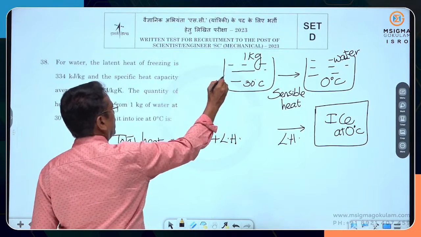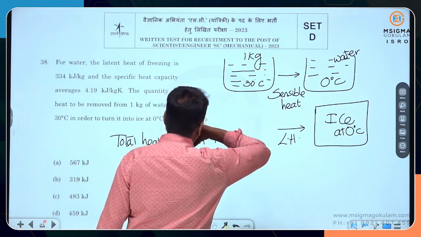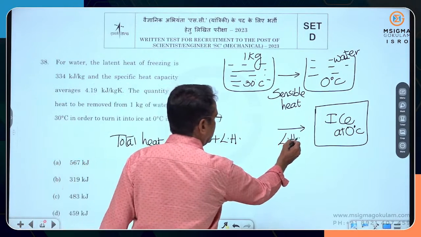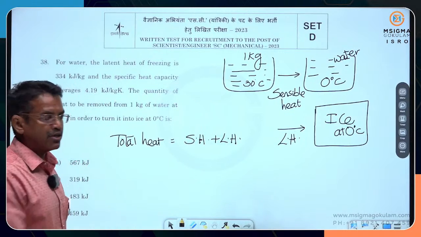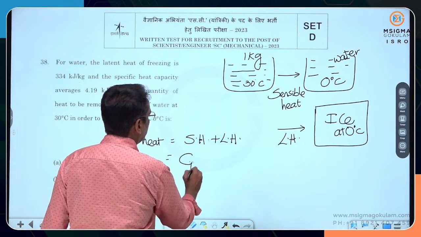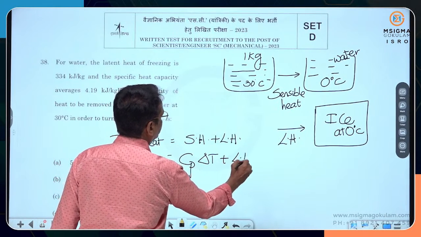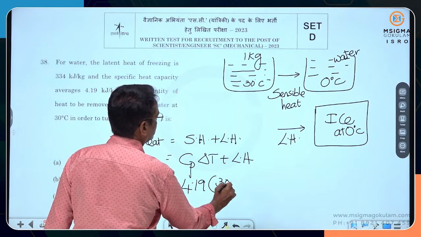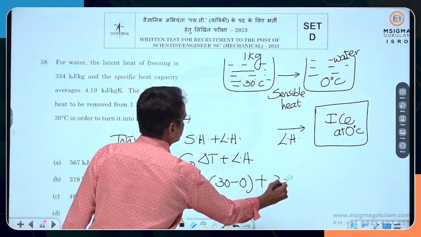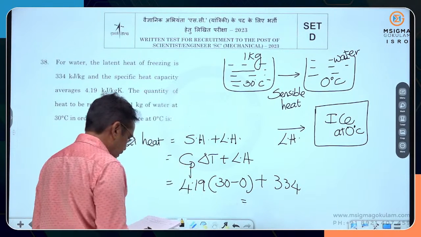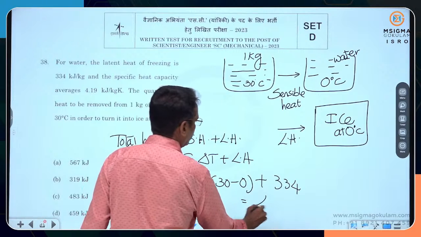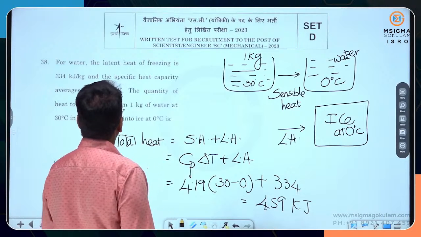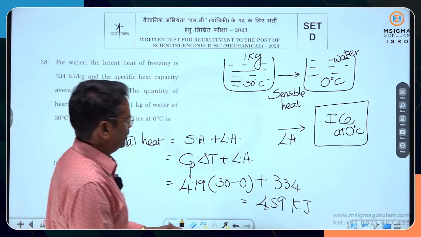First of all, you have to bring that 30 degrees Celsius water to 0 degrees Celsius water, and at 0 degrees Celsius you have to remove that latent heat, which is given as 335, to make the water into ice. That is Cp into delta T plus latent heat. What is the Cp given? 4.19. What is the temperature change? 30 minus 0, plus 334. Answer will be 459 kilojoules. Answer is D.